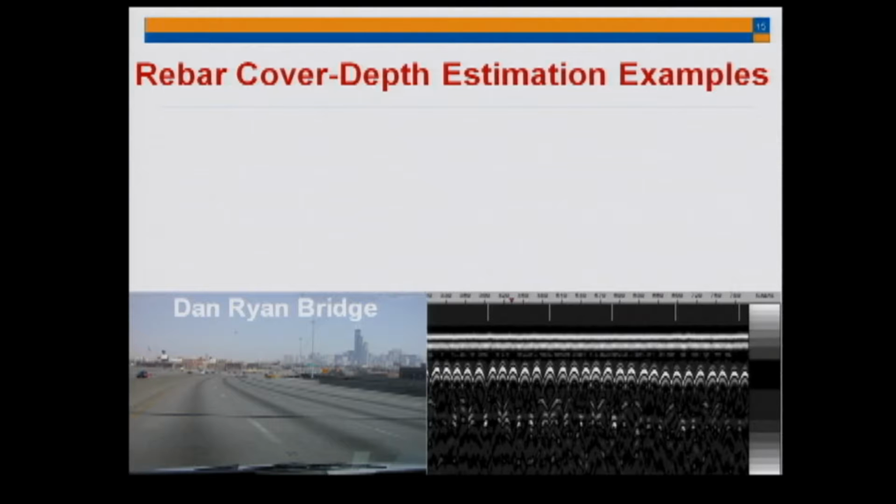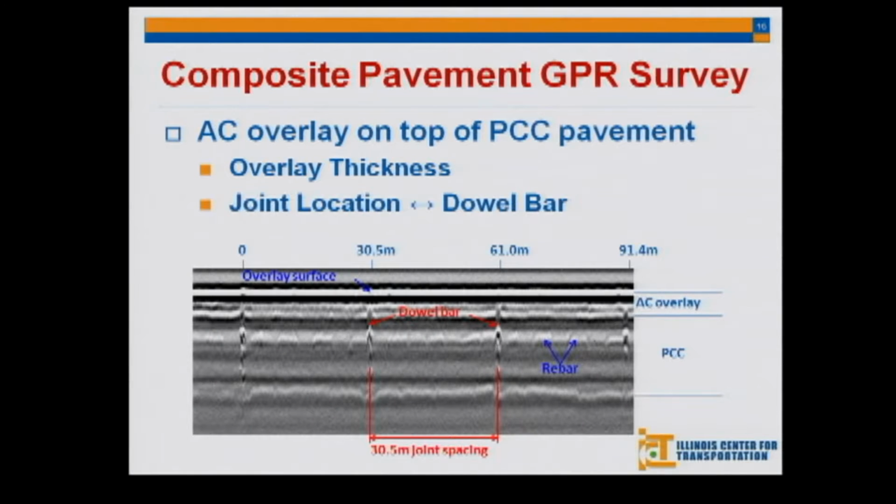And we did not have any traffic control. We have a safety vehicle behind us because we're driving at 45 miles an hour. But ultimately, the result was very simple. We told them what the cover depth is. According to the DOT, they were saving millions just because of that. Of course, they went back and took a couple of cores just to verify the results.